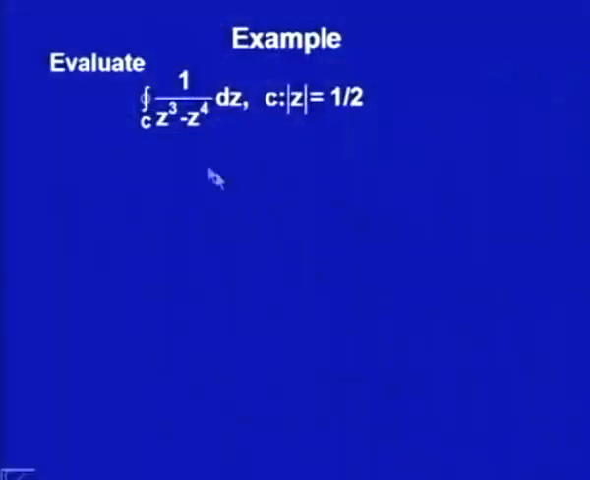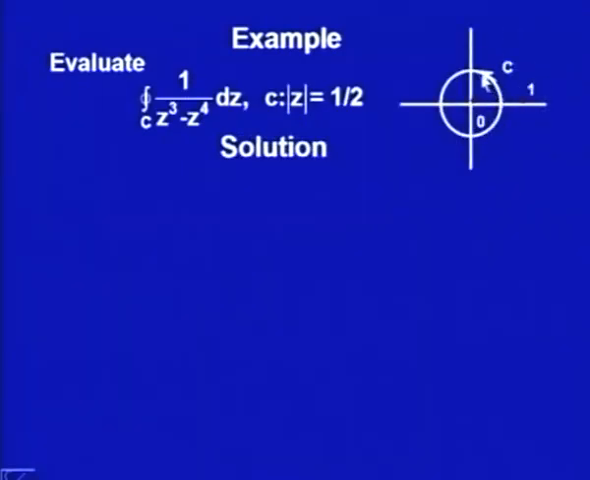Let us see this clearly with one more example. Suppose I want to find the integral of the function 1 upon z cube minus z to the power 4 on a contour C, where this contour is a circle with radius half and center at 0. So this is my circle with radius half and center 0. Now let us see this function, 1 upon z cube into 1 minus z.